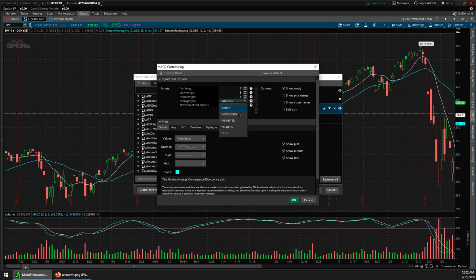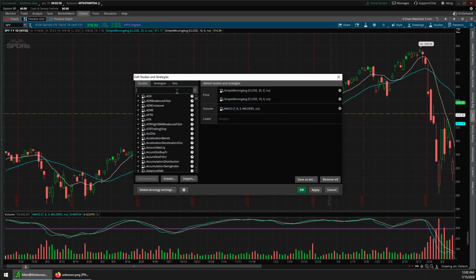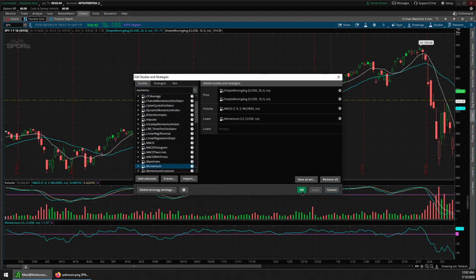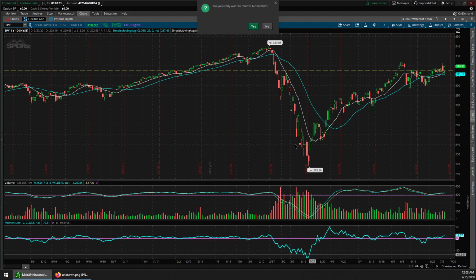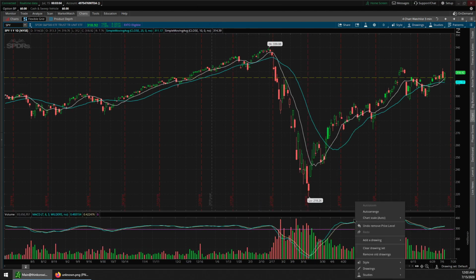It's by default exponential, but I changed it to Wilder's, because when you do that, it lets the MACD match an indicator that I really like called the momentum indicator. And momentum really helps show you where the buyers and sellers are. So you can see here how it pretty well mimics it, but I think it gives you a little more definition, whereas this is still kind of rough here. So I like it set to this length. It really helps me. I don't like having that extra indicator there.